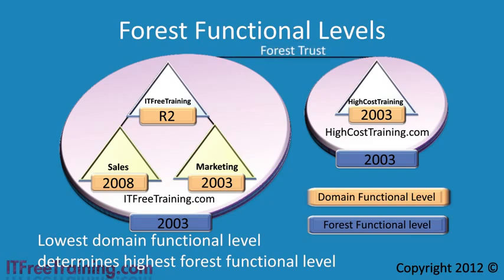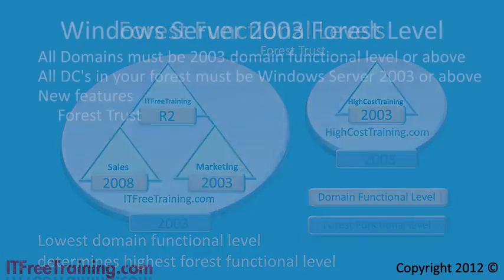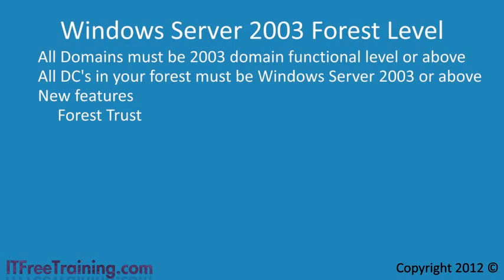The forest trust allows easy resources sharing between the two forests. This is the first feature of the Windows Server 2003 forest level. The second feature of the Windows Server 2003 forest level is that you can rename domains. If your company decided to change its name, you may also need to rename the domain. Before attempting this, I would do your research on the effects of renaming a domain.